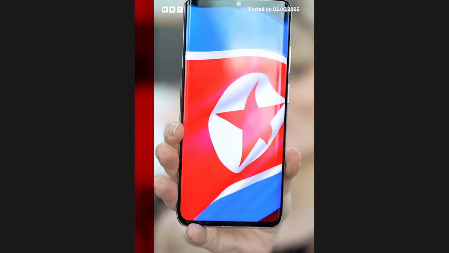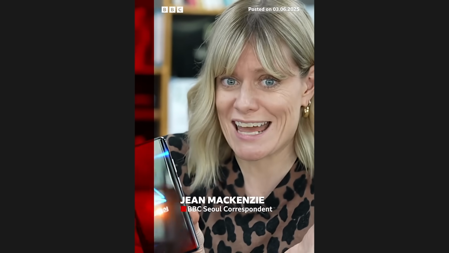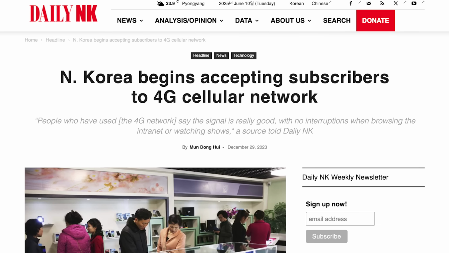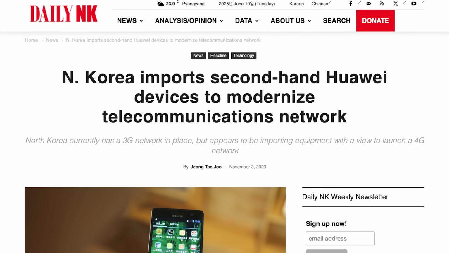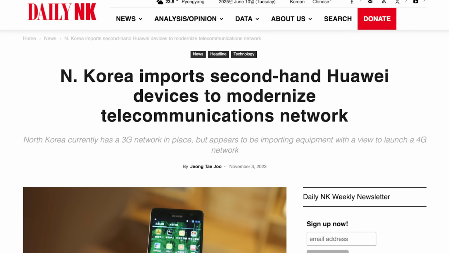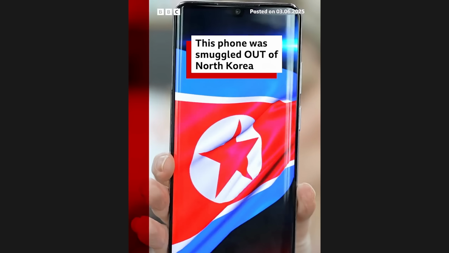Next up, a government-approved mobile phone has been smuggled out of North Korea, and it's pretty terrifying. Unfortunately, the phone landed in the hands of the BBC rather than a tech journalist, so we don't have a proper write-up with all the juicy technical details, but the BBC did make some interesting discoveries. So North Korea started building out their 4G infrastructure a couple years ago and importing second-hand Huawei devices to help modernize their network. This could be one of those.